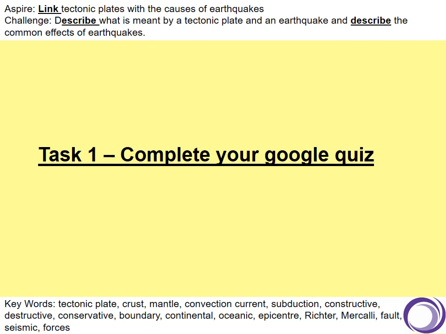So, task 1 now is to complete your actual Google quiz. Make sure you have your notes at hand so that can help you when you're completing the quiz.